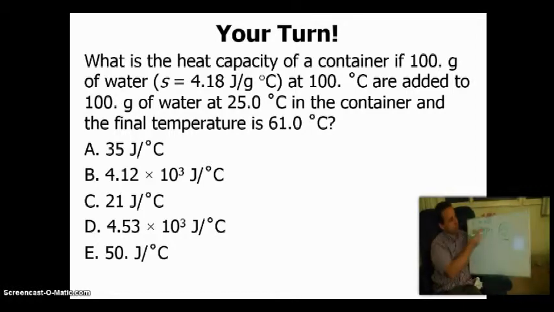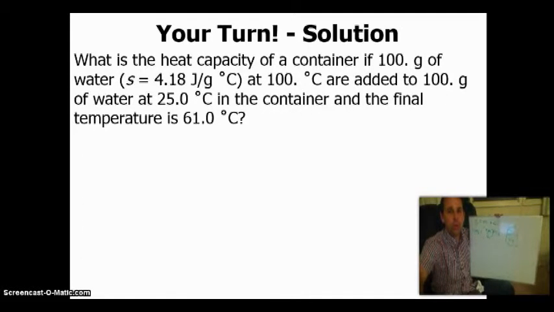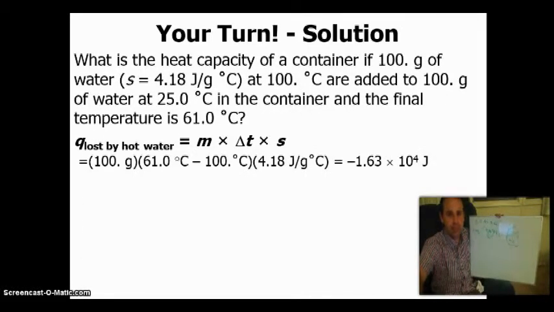Okay, so from this I can identify how much heat was lost by the water. So I have my 61 minus the 100, times 100 times 4.18, and that gave me negative 1.63 times 10 to the 4th joules. That's how much energy the hot water lost.